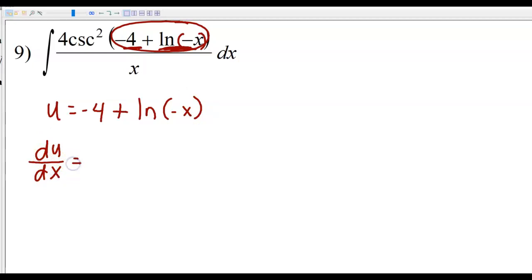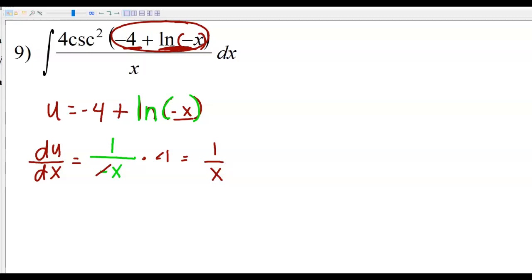The derivative of 4 goes away because the derivative of a constant is 0. Now, ln. This is a chain rule. We have the derivative of the outside, and then we have the derivative of the inside. When you're doing the derivative of natural log, the derivative of the outside is 1 over whatever the inside is. That's how you do the derivative of log. But we also want to multiply that by the derivative of the inside, which is -1. And these negatives cancel, so ultimately we're just left with 1 over x.